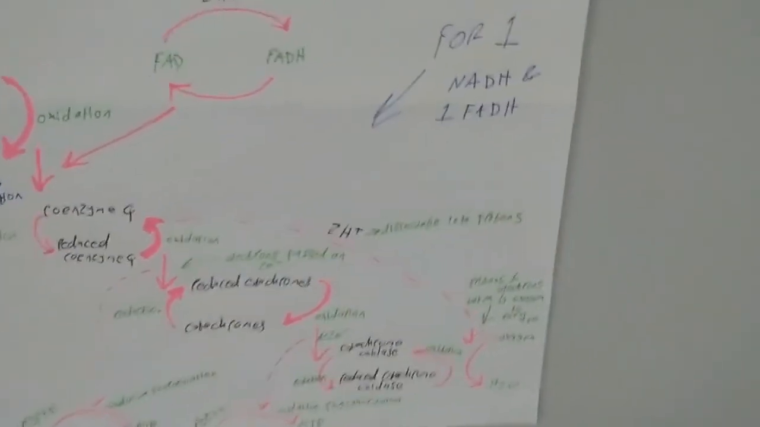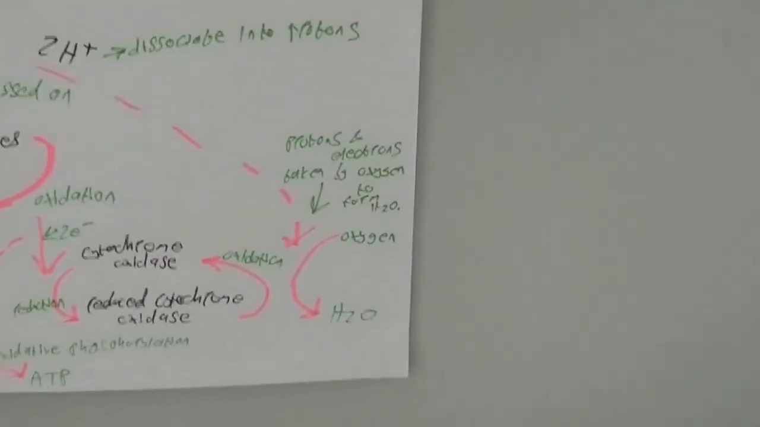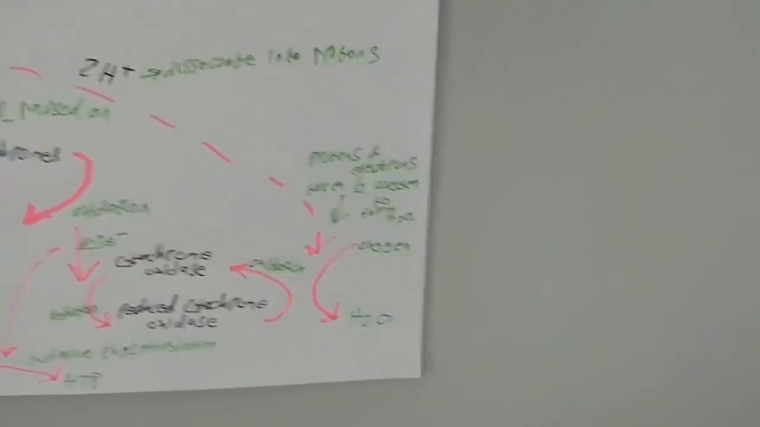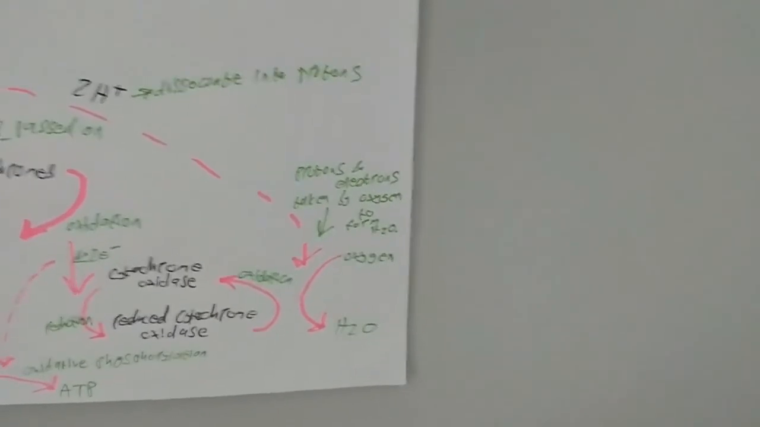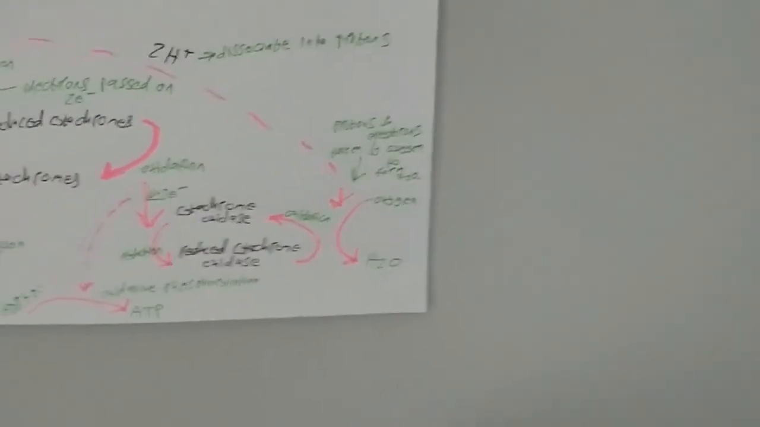Now, where do the protons come in? Well, protons are accepted by oxygen. This is where oxygen comes in aerobic respiration. So the protons and electrons are taken by oxygen to form water, and then water is released as a waste product. And that's essentially how the process works.